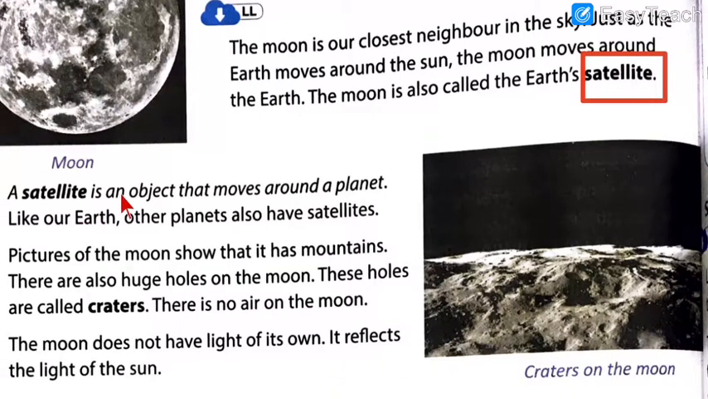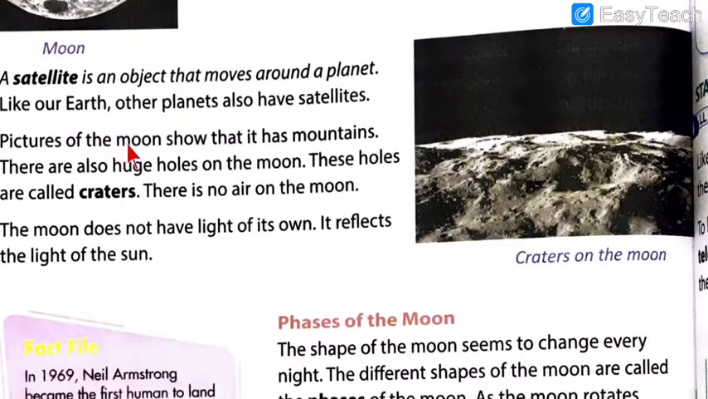Let us continue. A satellite is an object that moves around a planet. Like our Earth, other planets also have satellites. Pictures of the moon show that it has mountains. There are also huge holes on the moon. These holes are called craters. Please write another hard word, craters, C-R-A-T-E-R-S. So the holes are called craters. There is no air on the moon. The moon does not have light of its own. It reflects the light of the sun.